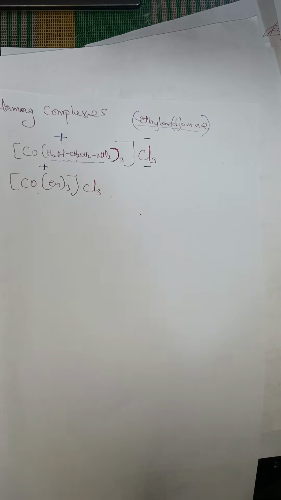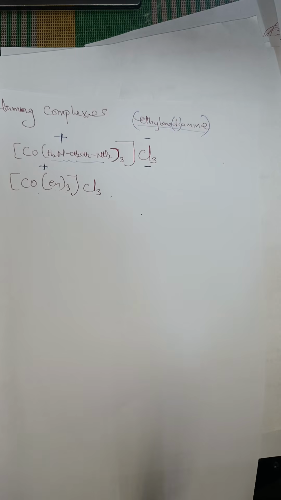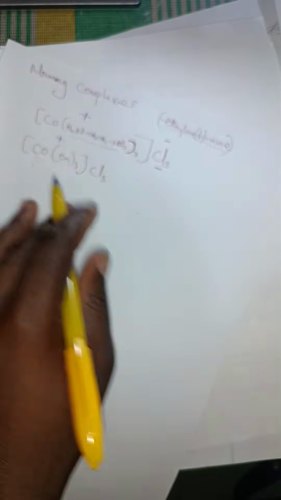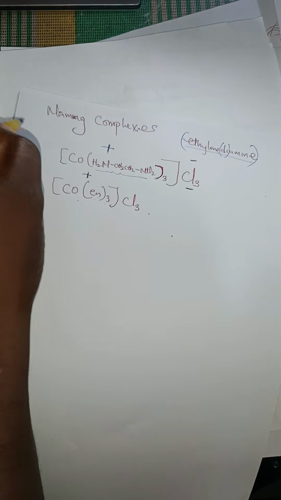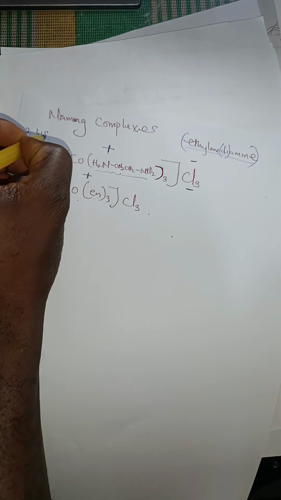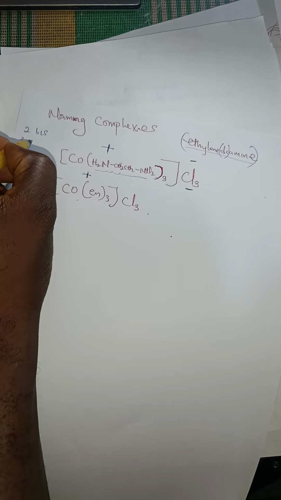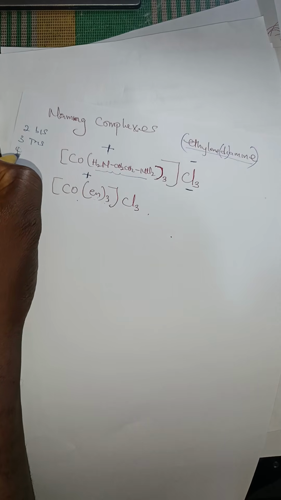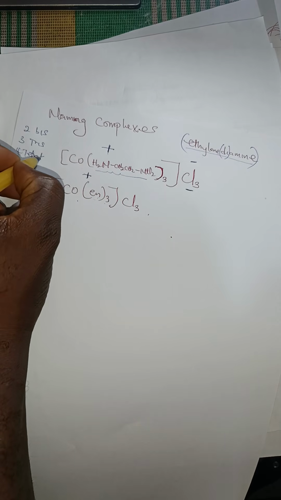Anytime your ligand already has a Greek name for number, ethylene diamine has a Greek name, di in it, which is for number. So in that case, we will not be using the word di again. For 2, we'll be using bis. For 3, we'll be using tris. For 4, we'll be using tetrakis.